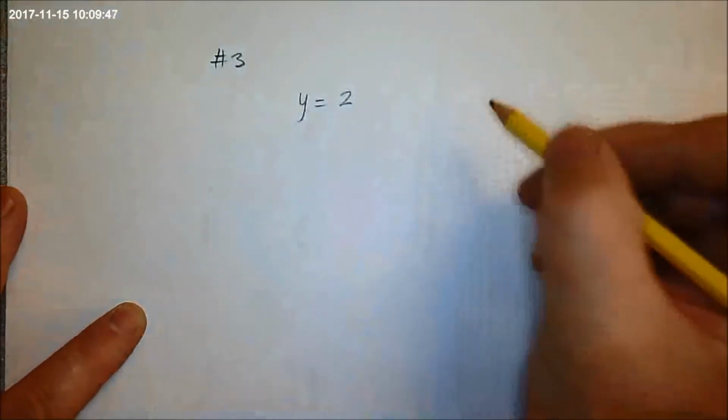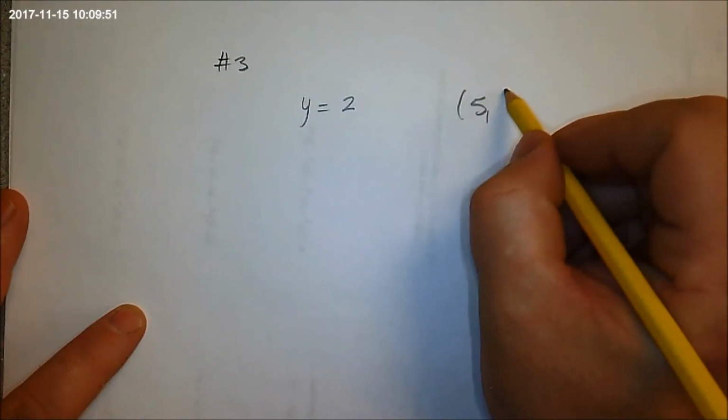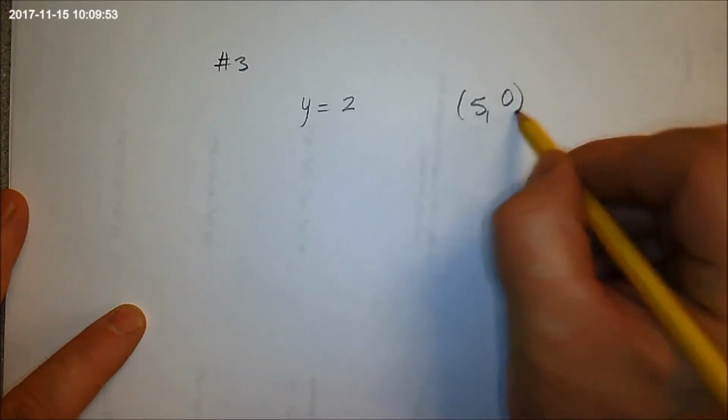Okay, so in number 3, I got a little confused with finding the perpendicular. What's the information they gave us for number 3? Because I don't have it right in front of me. Y equals 2, and it goes through 5, 0. That is a good question.